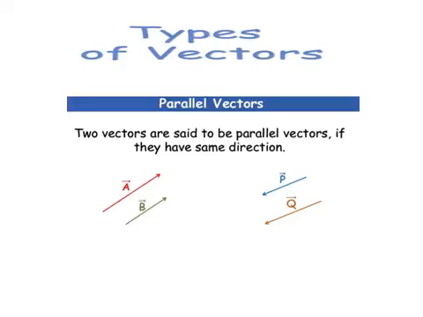But their magnitude, if you can see in the figure, is not the same. The vector A is a little bit larger than the vector B, whereas in the second figure, the vectors P and Q are in the same direction also. They are in the downward direction, but they also do not have the same magnitude. So parallel vectors are those vectors which have the same direction, but we are not concerned about their magnitudes.